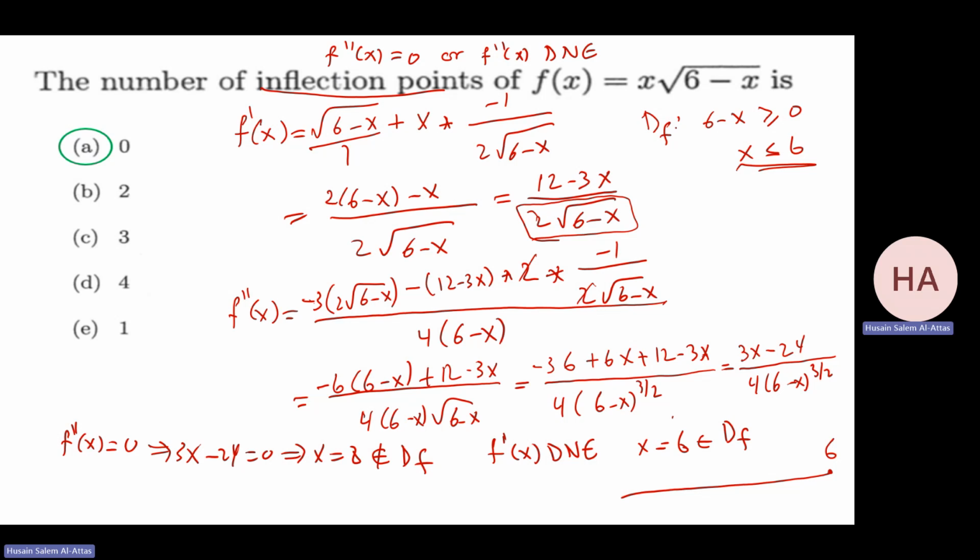Okay, so before 6, take a value. Take 5, for example. That will be negative. Nothing else. This is the only point. So it means there is no change in concavity. Since this is an end point, it means at 6, no inflection points. So what's the number of inflection points? 0. This one is not in the domain, and this one, there is no change in concavity.